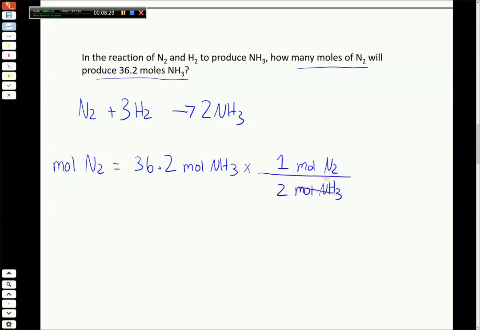And that's all we have to do, is just one step here because we're just converting between moles. And so we just divide 36.2 divided by 2 and we get 18.1. Now this was a numerical question, so you would just enter in the answer with whatever precision we specified.